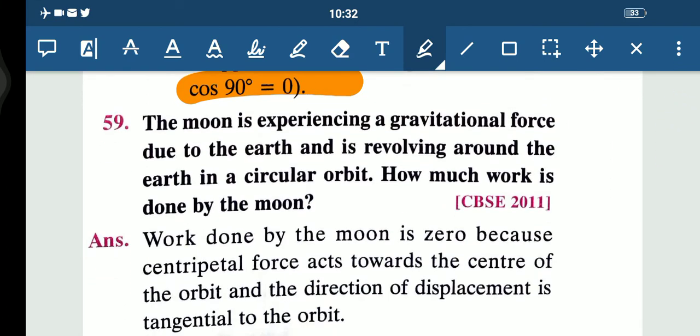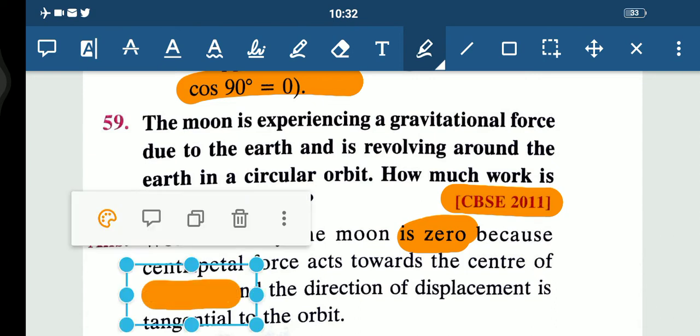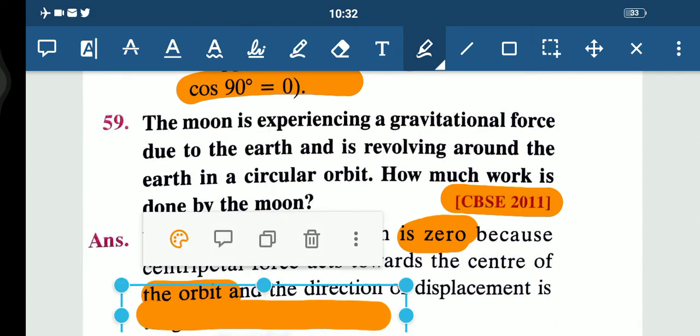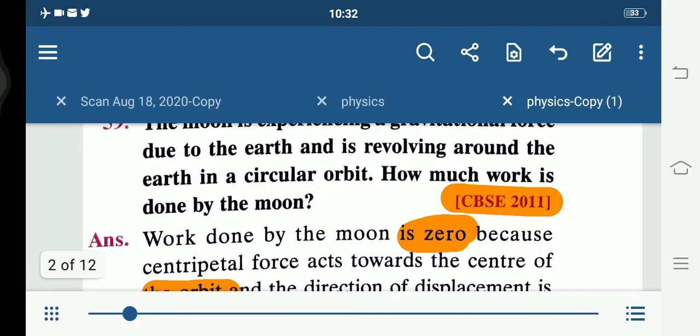The next question has come in CBSE 2011: the moon is experiencing a gravitational force due to the earth and is revolving around the earth in a circular orbit. How much work is done by the moon? So the answer is 0. And I think you already know the answer, bete. Why? Because the centripetal force acts toward the center of the orbit and the direction of displacement is tangential to the orbit. So it becomes 0 here.